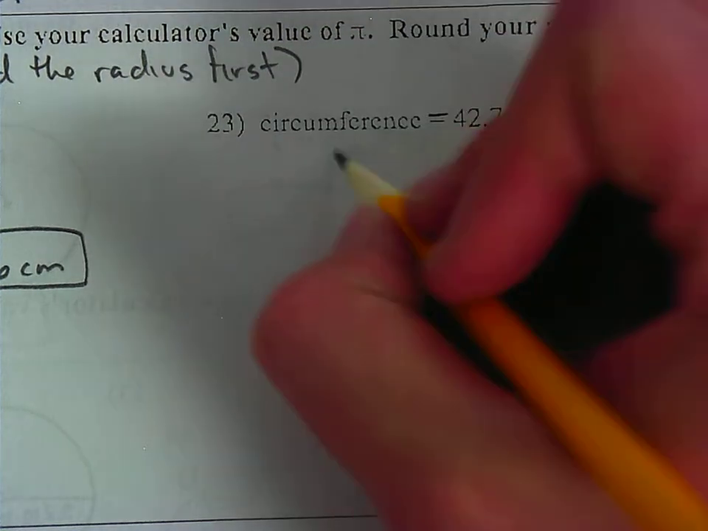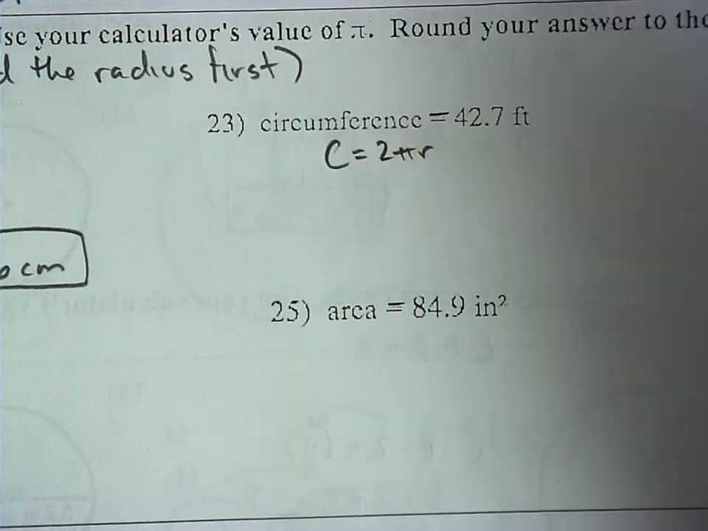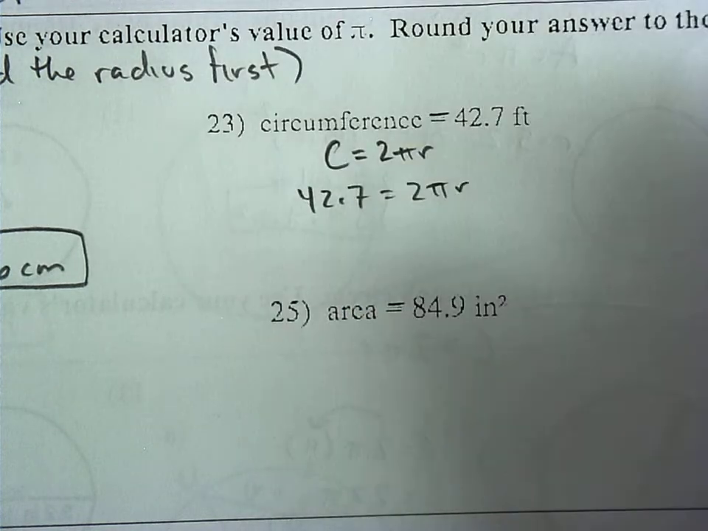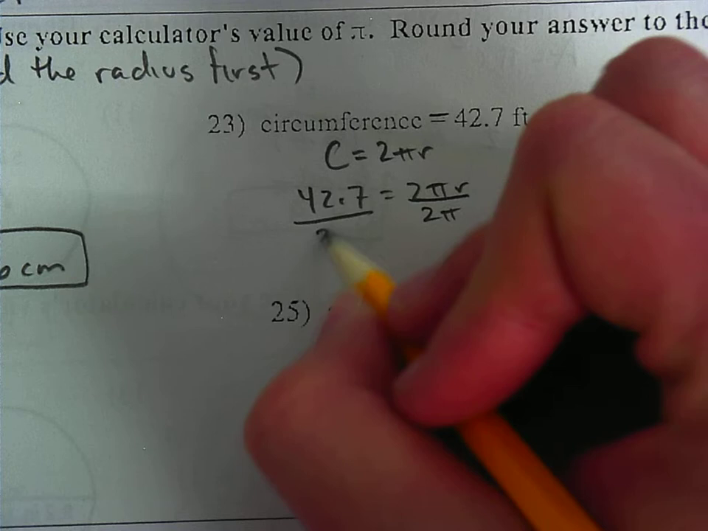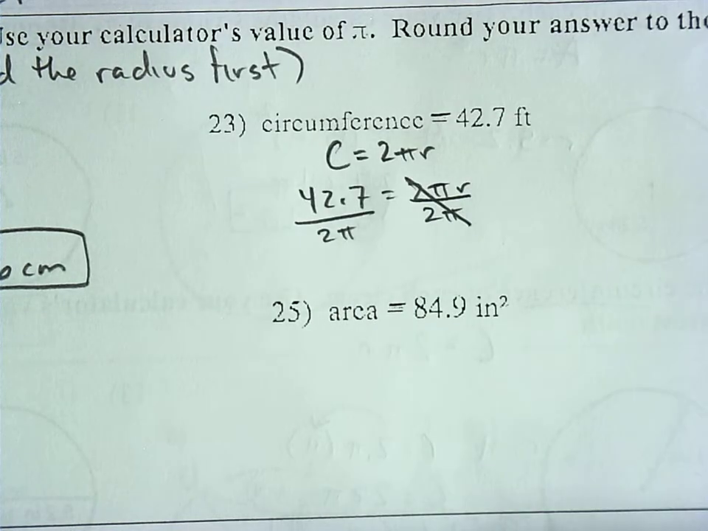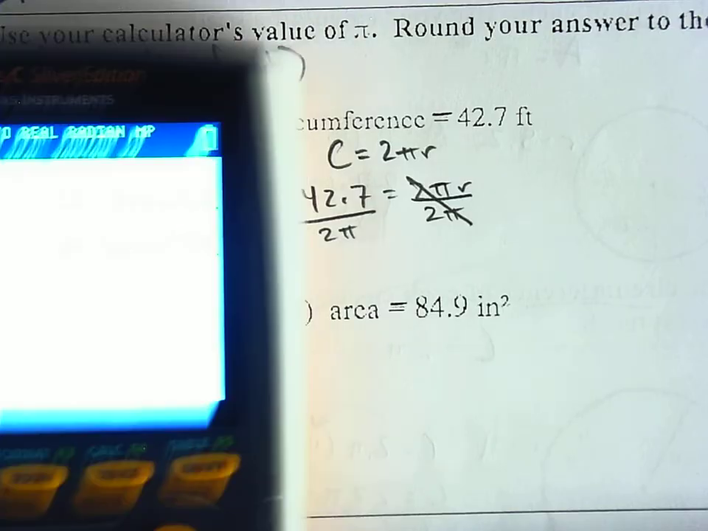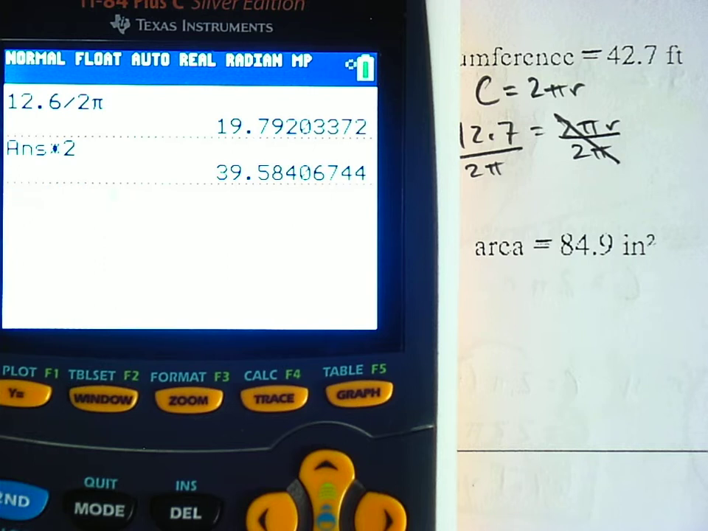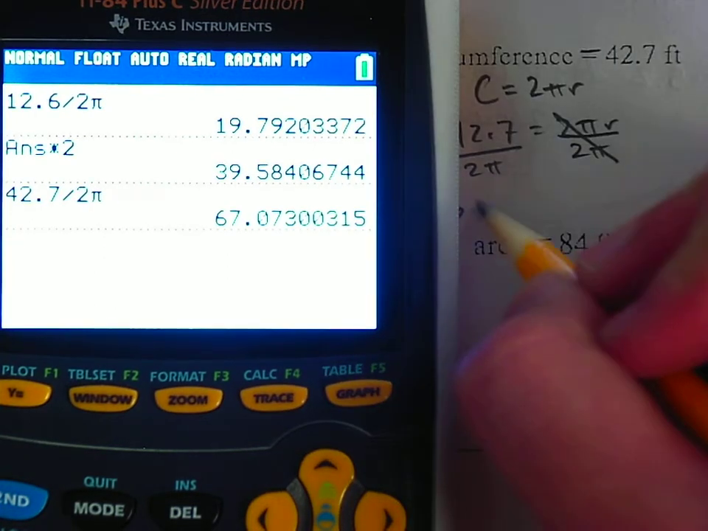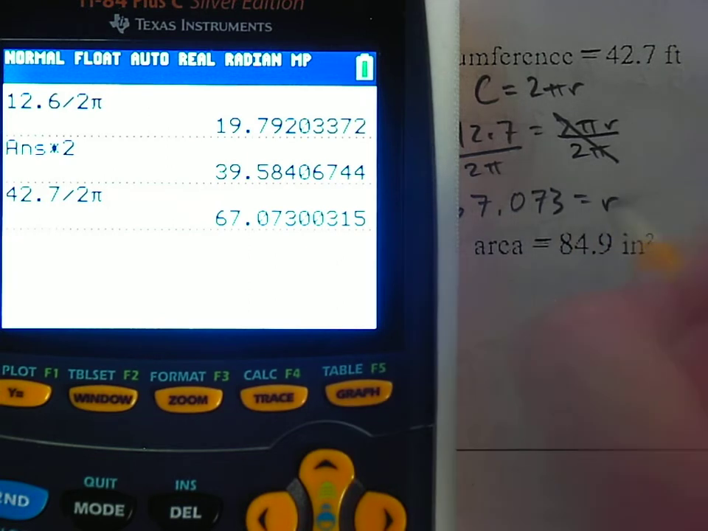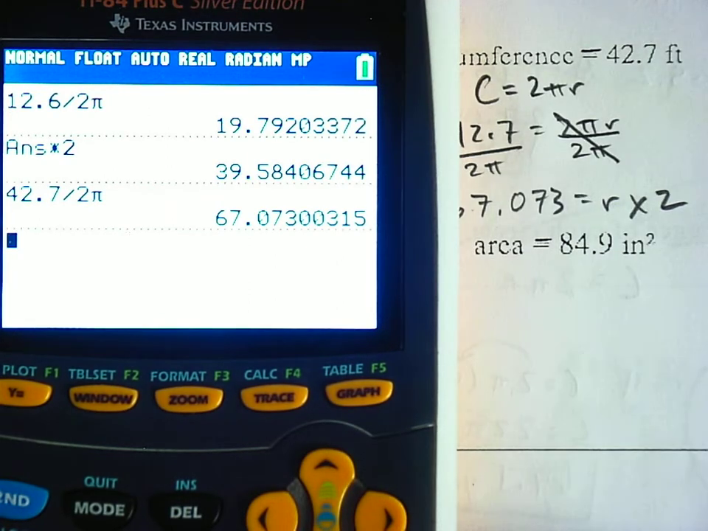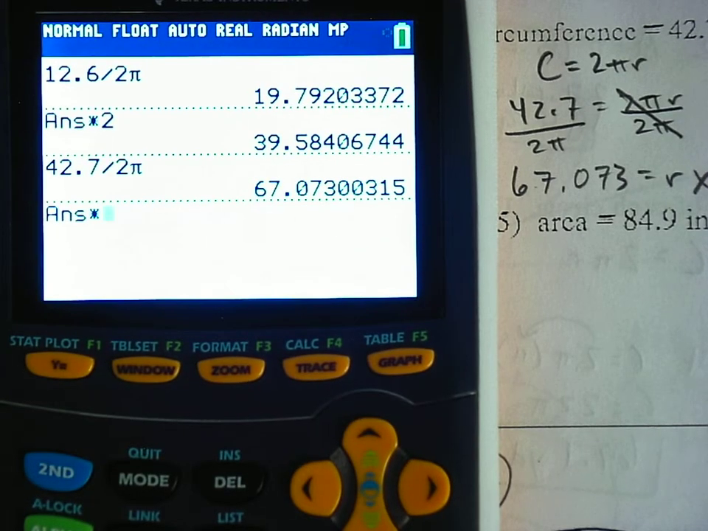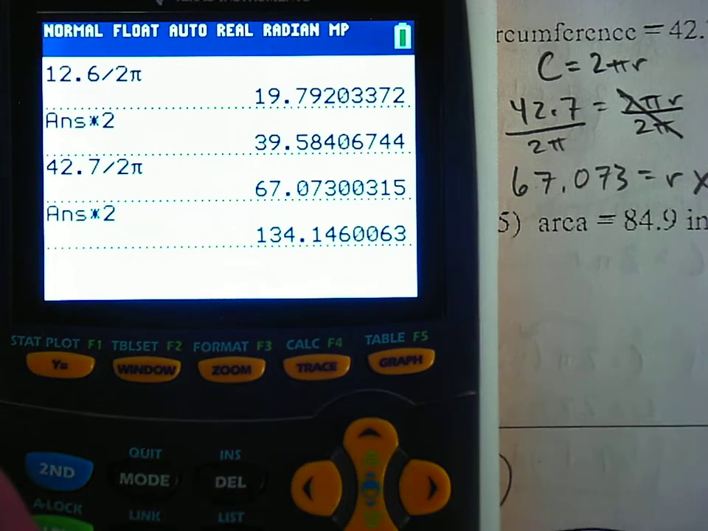The circumference is 42.7. So there's our circumference formula: 42.7 equals 2 pi r. Divide by 2 pi, and that's going to give us our radius. That's what we want to find first. 67.073 is r. And then we need to times that by 2. So again, all I'm going to do is hit the times button and times it by 2. And now we can round that number.